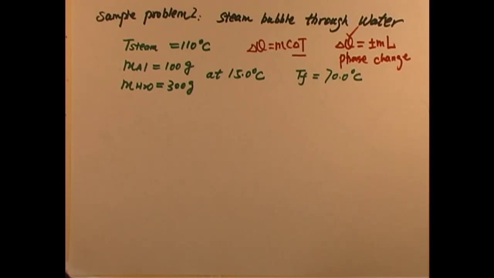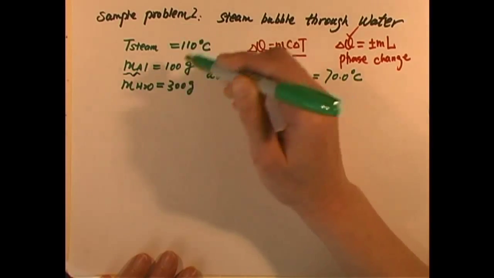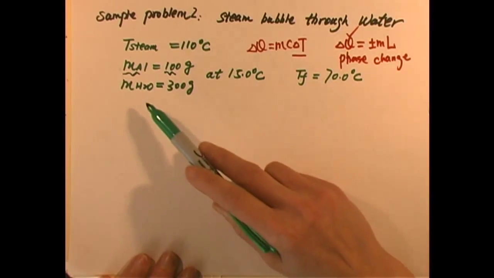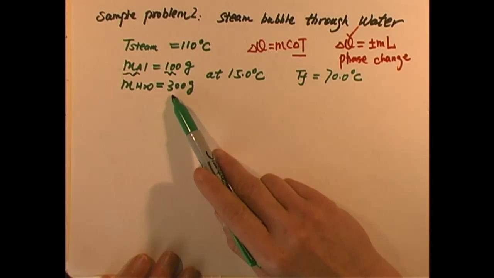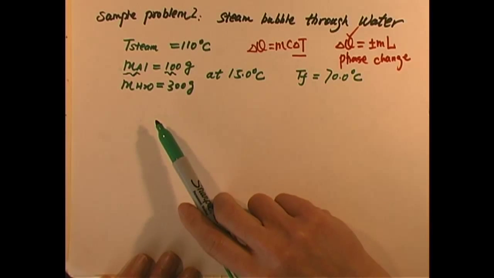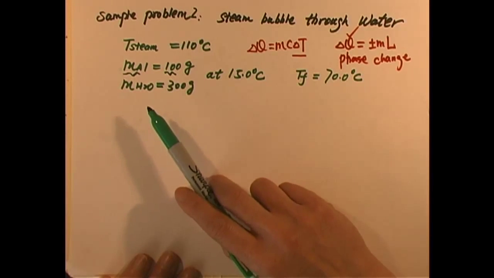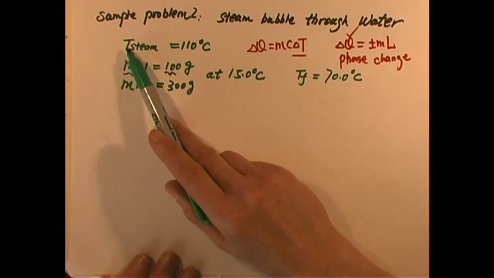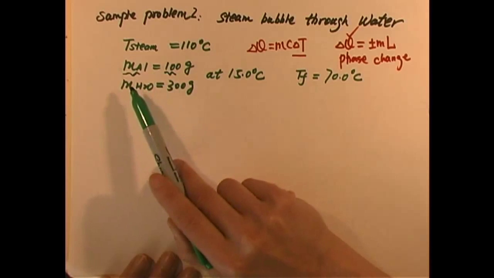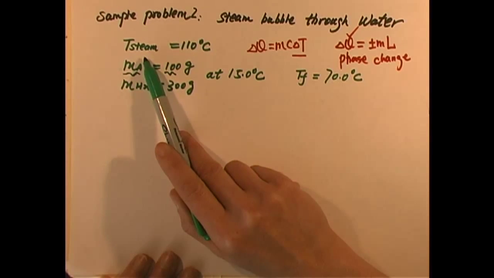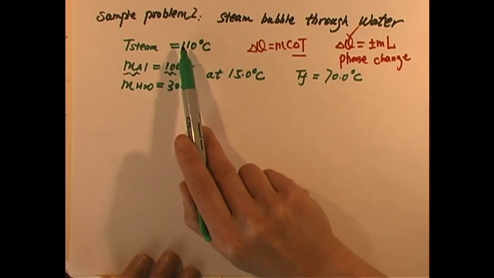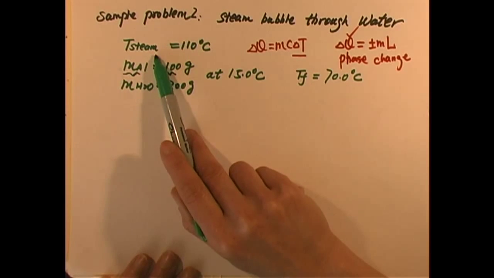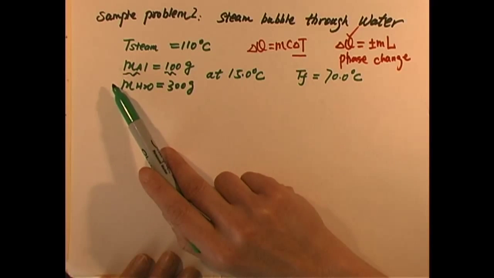Let's look at this problem. Say we have an aluminum cup of 100 grams mass, and the water inside the cup is 300 grams. Both are at 15 degrees Celsius. Now, we guide in some overheated steam. Did you see the temperature of the steam is 110 degrees Celsius? At normal atmospheric pressure, when water boils it becomes steam at 100 degrees Celsius. So if we want 110 degree steam, we have to heat the steam. This is called overheated steam.